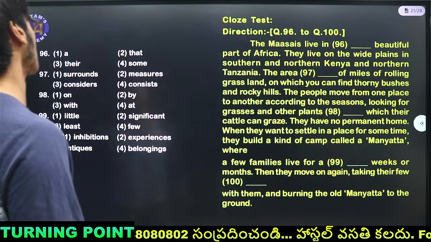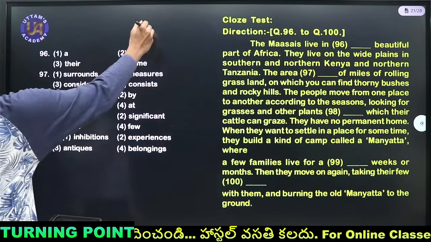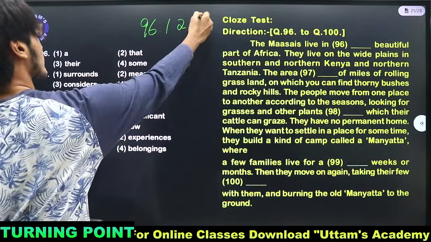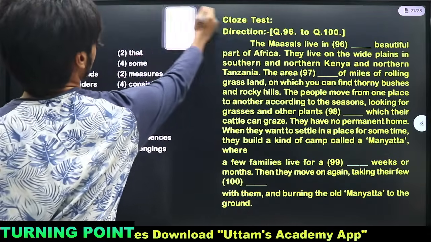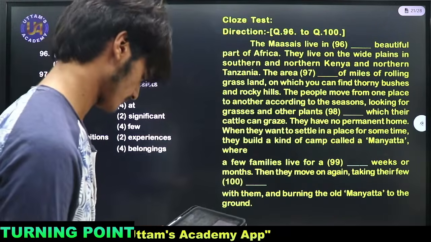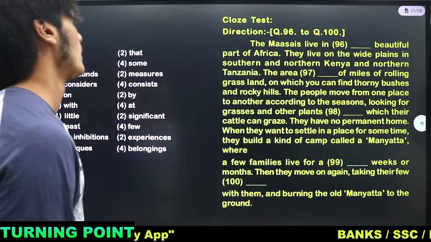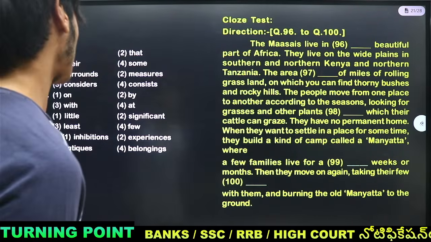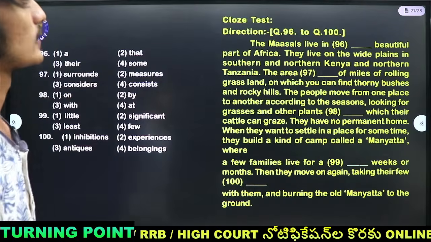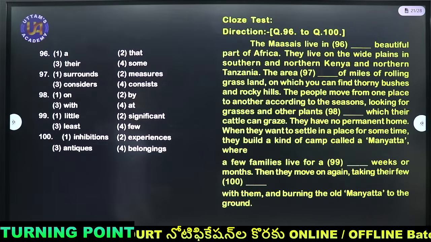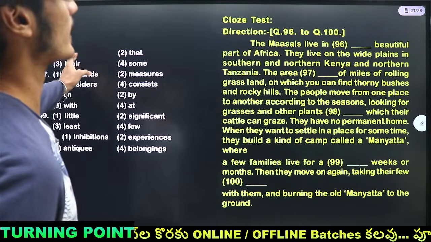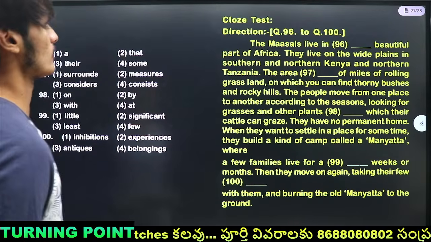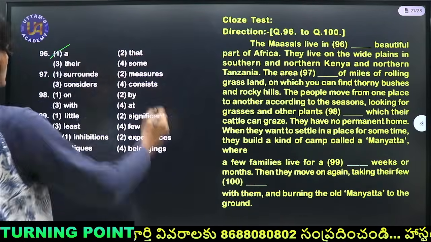So now I want everyone to answer with options like 96 1, 96 2, 96 3, 96 4, so that it won't be confusing. As everyone is answering option A for 96: the Maasais live in dash beautiful part of Africa. In beautiful, in that beautiful, in there beautiful, in some beautiful. So the correct article is A.